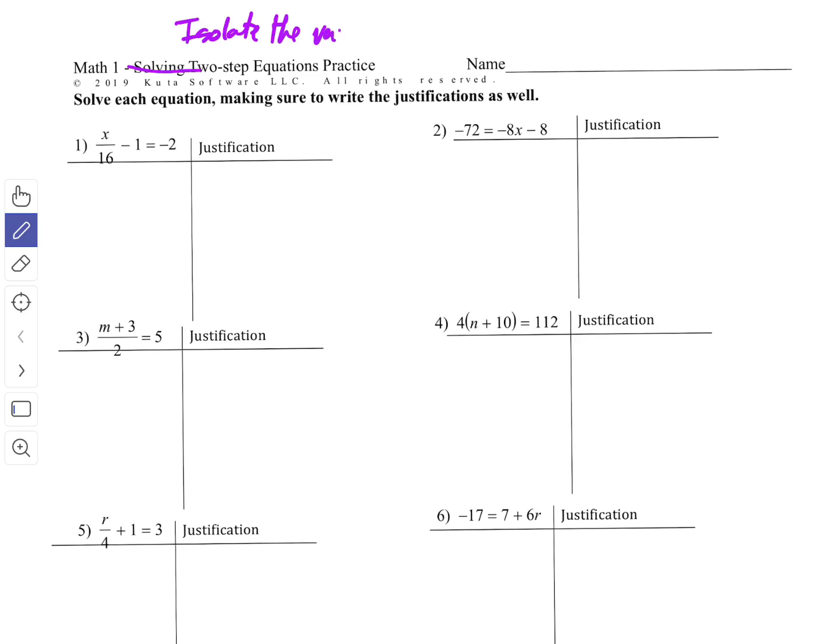Get it by itself. To do that, we use the inverse operations of what's happening, and we're doing it in reverse order from how you would evaluate it. So what I mean by that is, let's take a look at number one. If we've got x here, if I put a number in for x, the first thing we do is we would divide by 16. Then, once we got that whole number, we'd subtract 1.